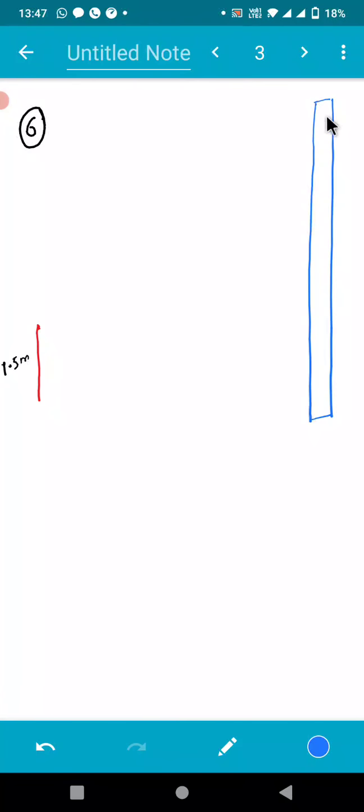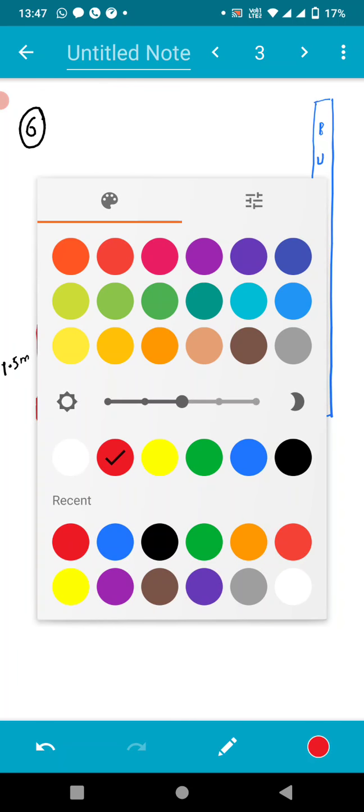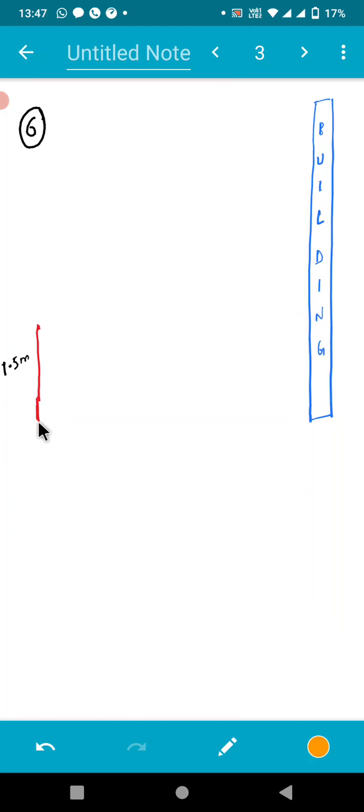So consider this as a building, B U I L D I N G. So this is a building, students, okay, and this is the height of the boy. Now obviously they are standing on the ground only, so this is the ground. So this is the ground.